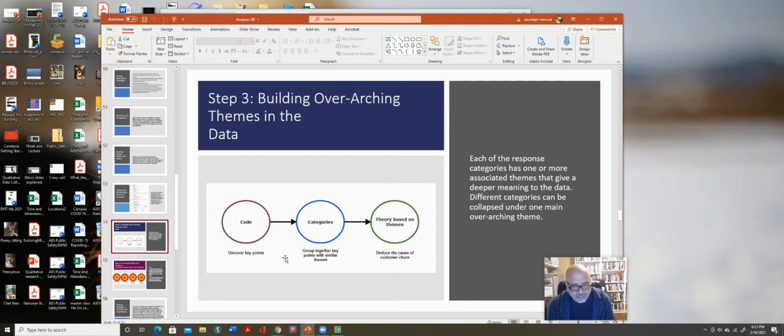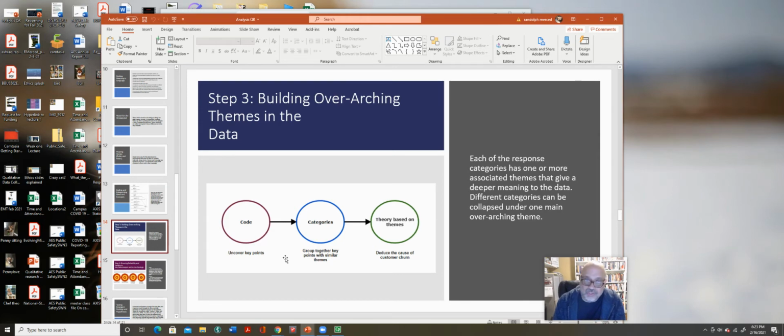And if you stay with those kind of things, you're like halfway through your work. There's a lot of chatter out there, and you go all over the place. Code your work, categorize your work. By coding, you're uncovering those key points. Categorize your work. You're grouping them together with similar key points and similar themes.